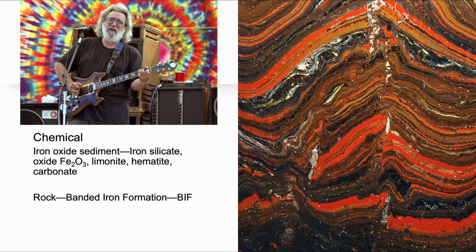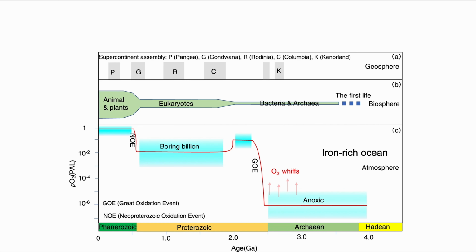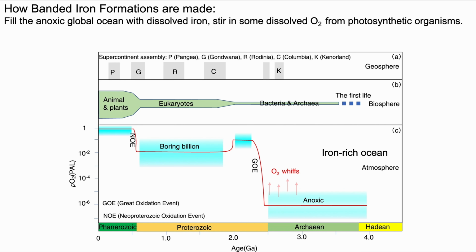Another chemical sedimentary rock is the iron oxide sediment that ultimately forms banded iron formations. So here we see bands of iron silicates, iron oxides, limonite perhaps, probably not in this image, but hematite and carbonate. So again, these banded iron formations are commonly known as BIFs. These BIFs occur under special circumstances that have occurred a couple times in Earth history.